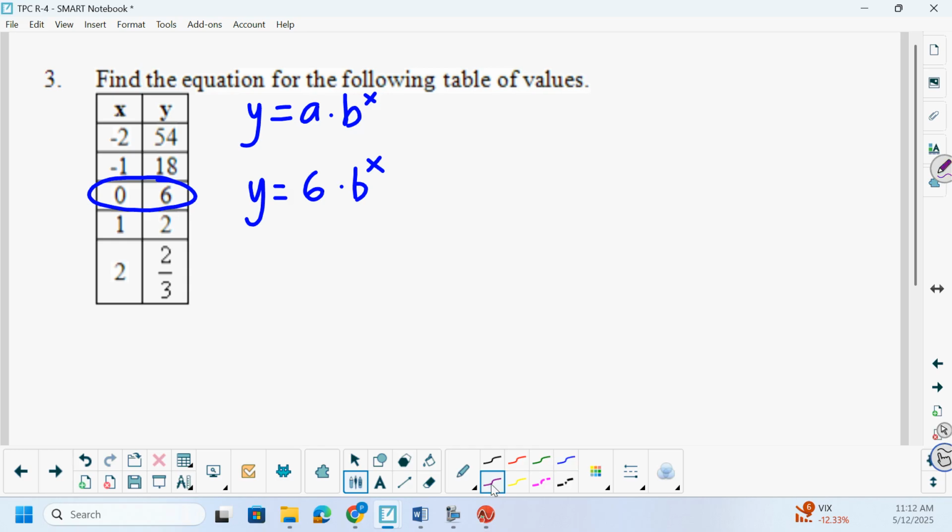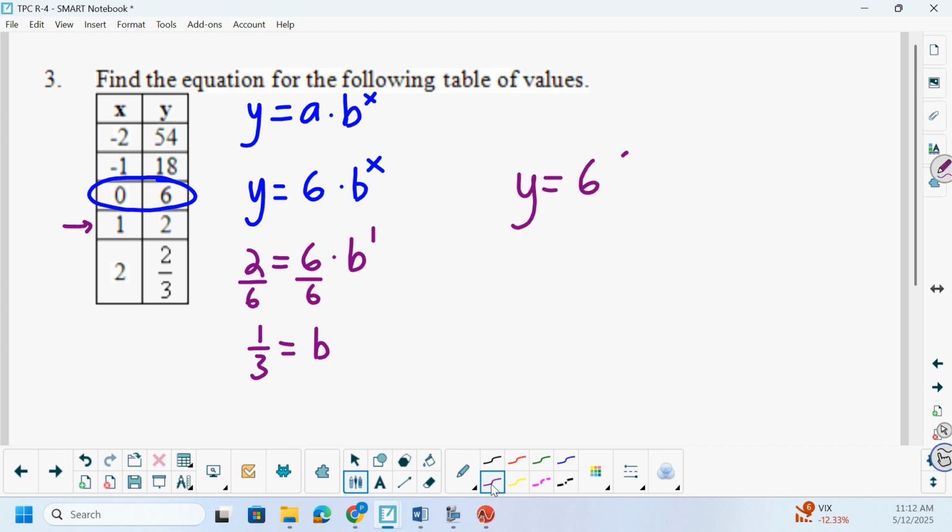And then pick another point to sub in the x and y. I'm going to make life as easy as possible, and I'm going to use the point 1, 2. So I'll put the 2 in for y, and I'll put the 1 in for x. If I divide the 6 over, 2 divided by 6 will give us 1/3, and b to the first is just b. We now know our a and b values, so we'll just have y equals 6 times 1/3 raised to the x.